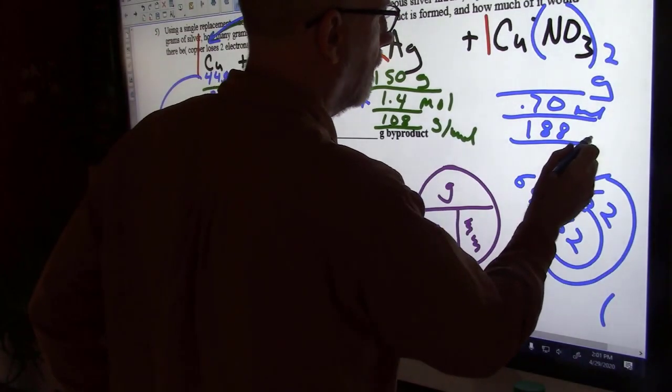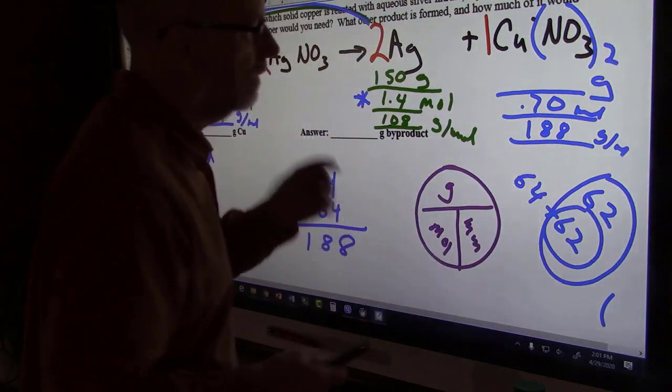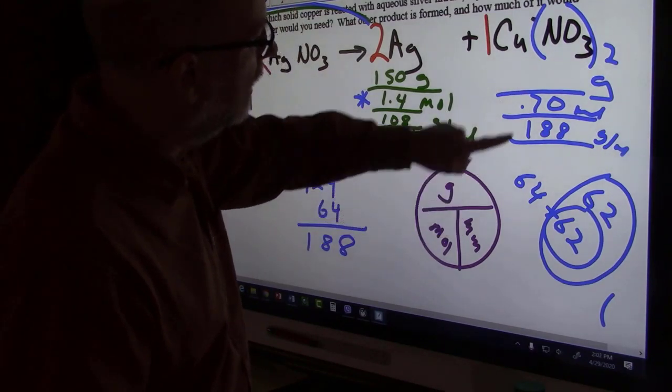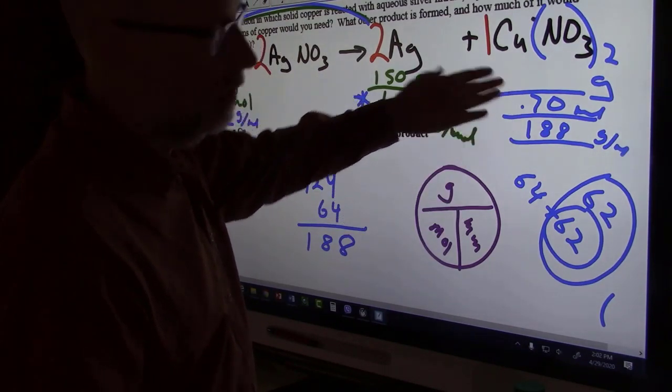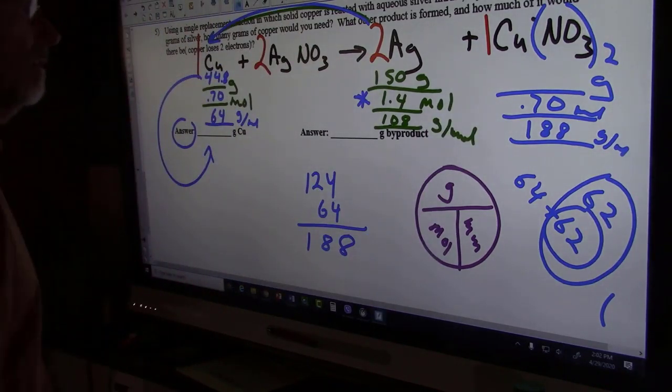188 grams per mole. I should use my calculator. Now we need to solve for grams. In grams, let me cover it up. Moles times molar mass, 188 times 0.7. You do that. It's something like 140.